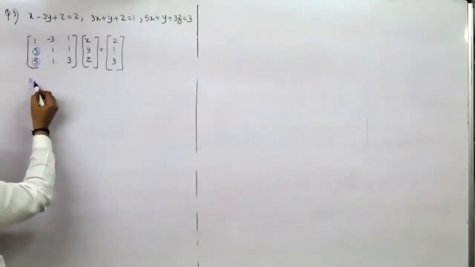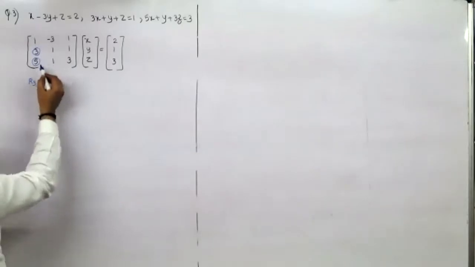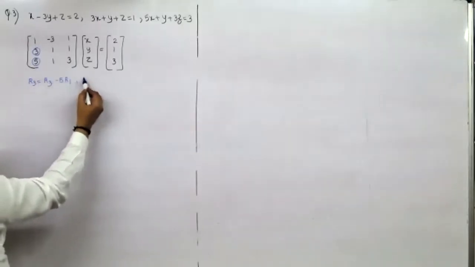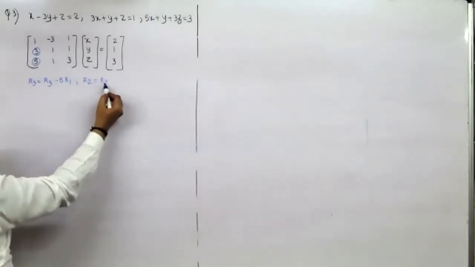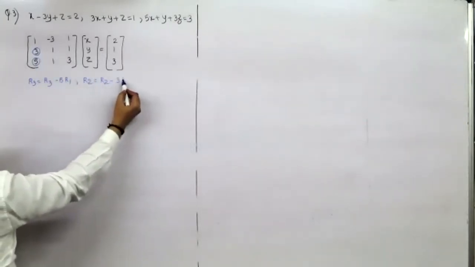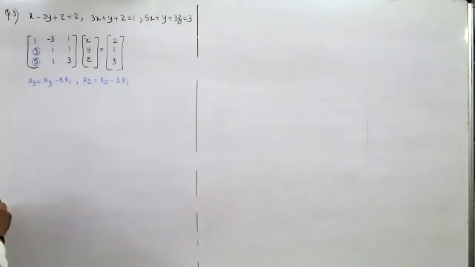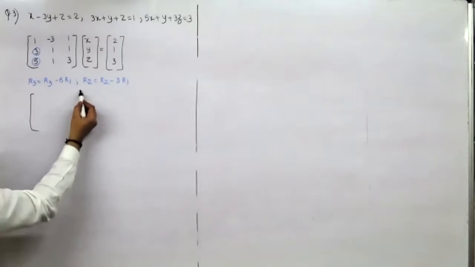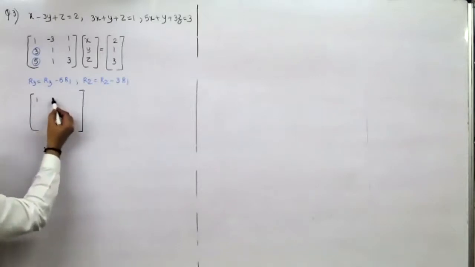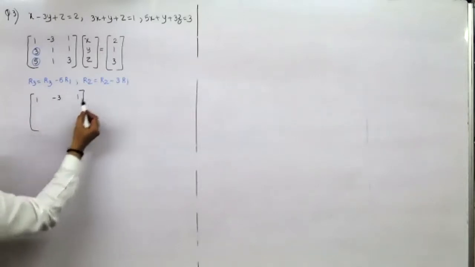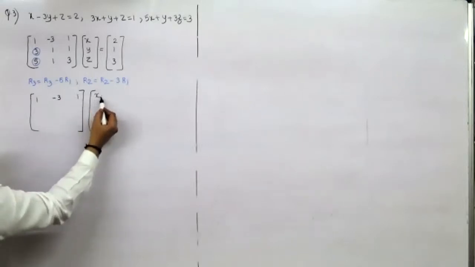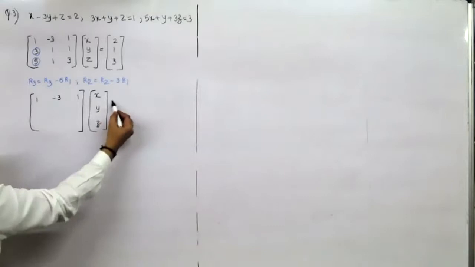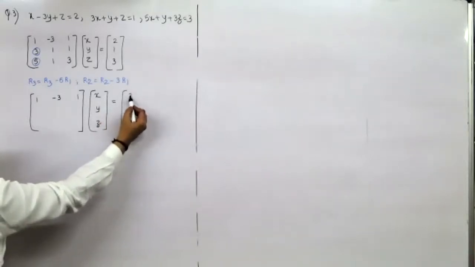Now, R3 is equal to R3. This is 5, so minus 5 R1. R2 equal to R2. This is 3, so minus 3 R1. This is X, Y, Z. This is 2.